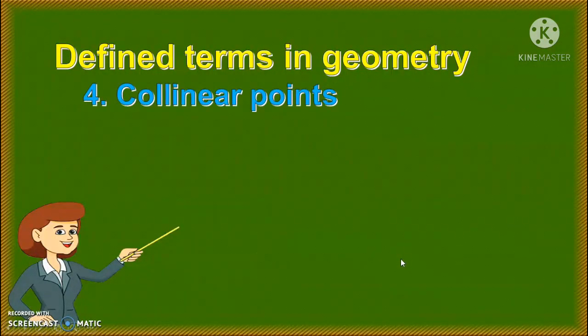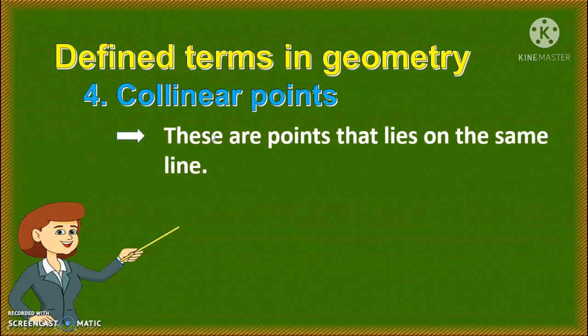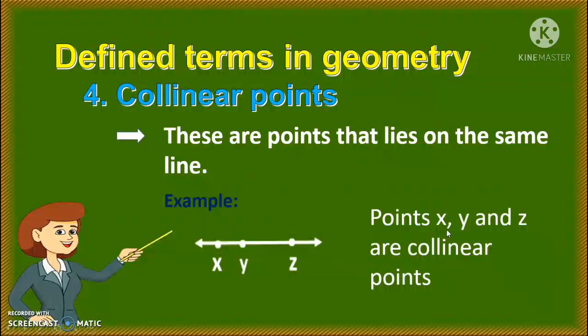Okay, next is number 4, collinear points. These are points that lie on the same line. So, example, etong mga points na nasa loob ng isang linya. They are collinear dahil itong 3 points lie on the same line. So itong points X, Y, Z ay collinear dahil nandyan sila sa iisang linya.